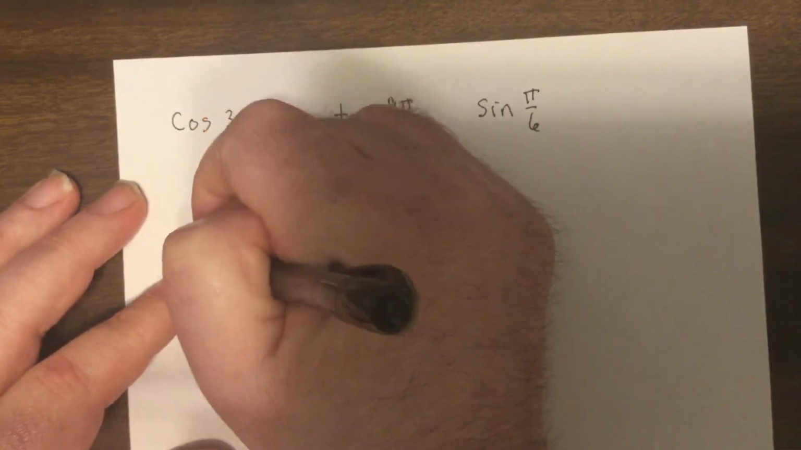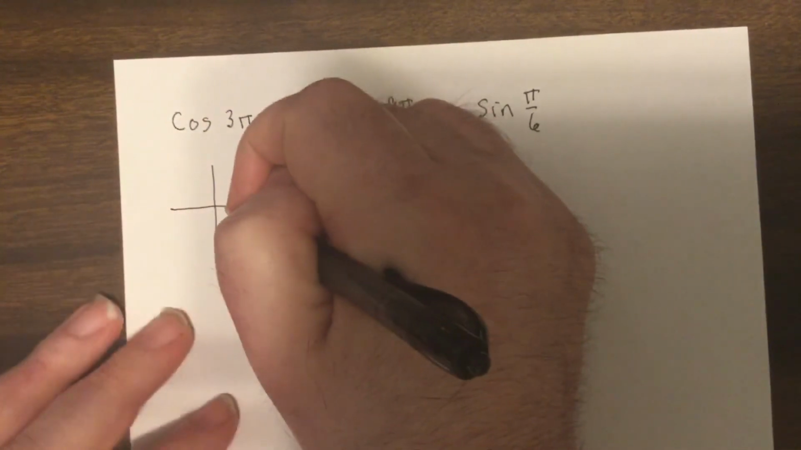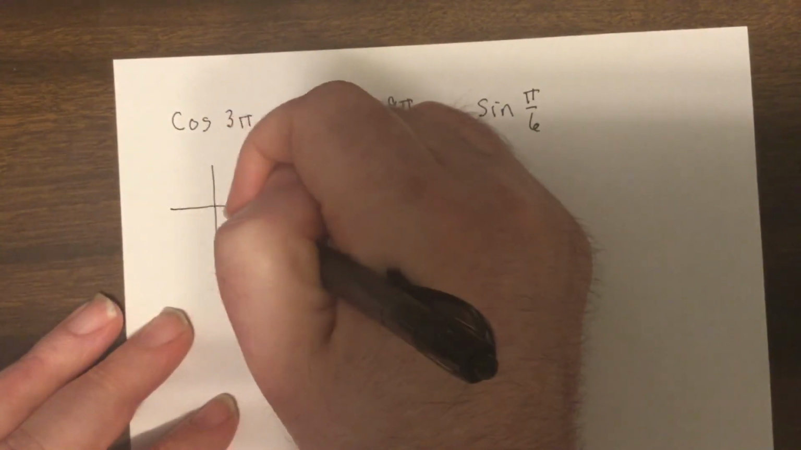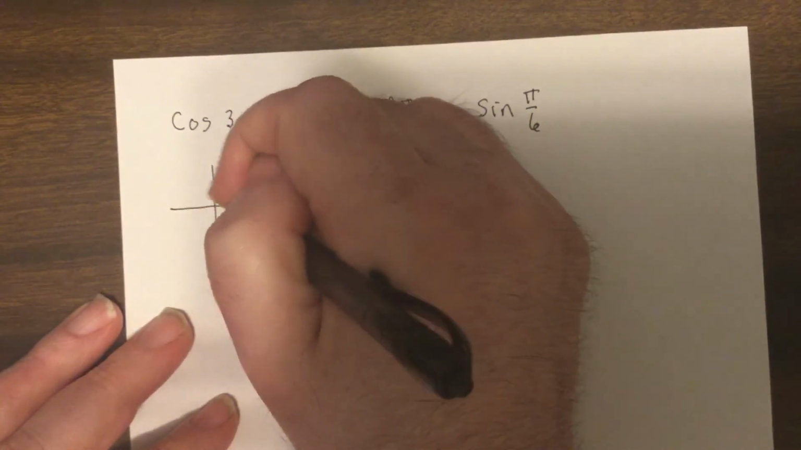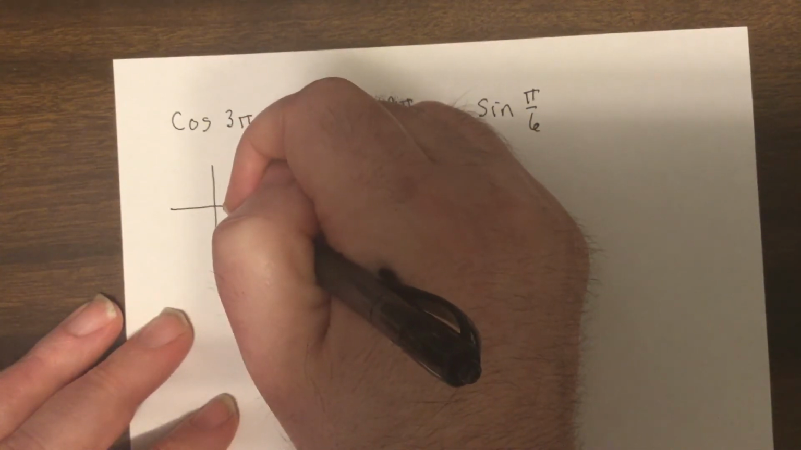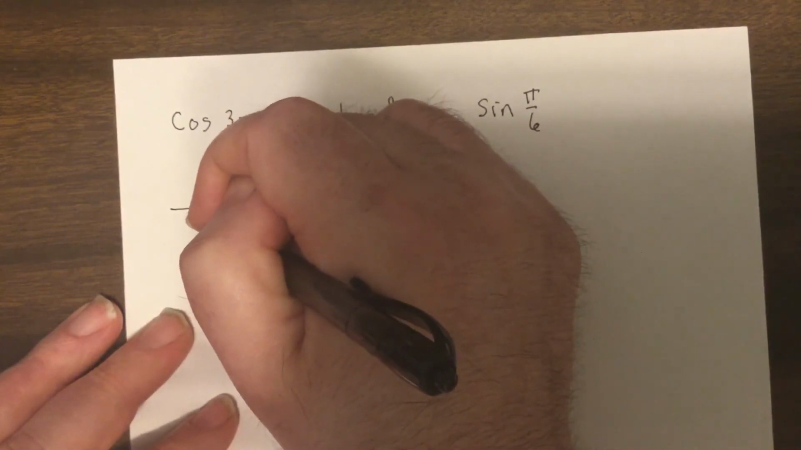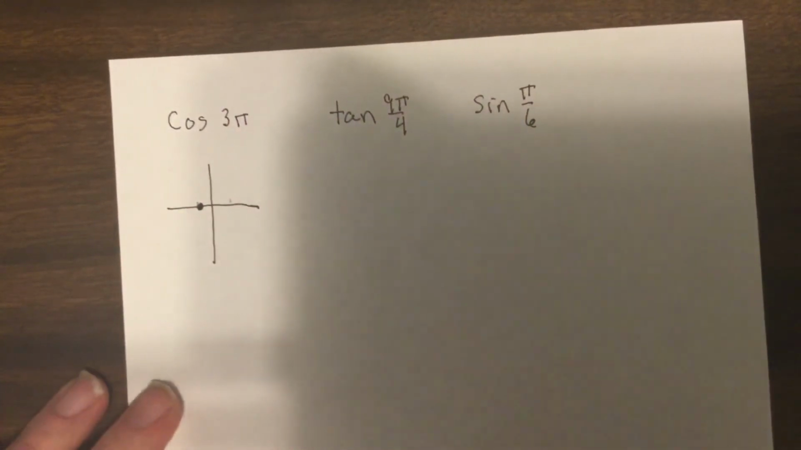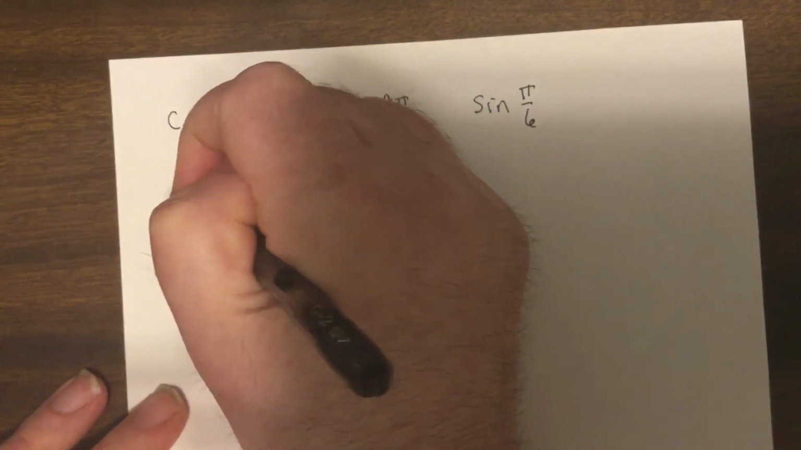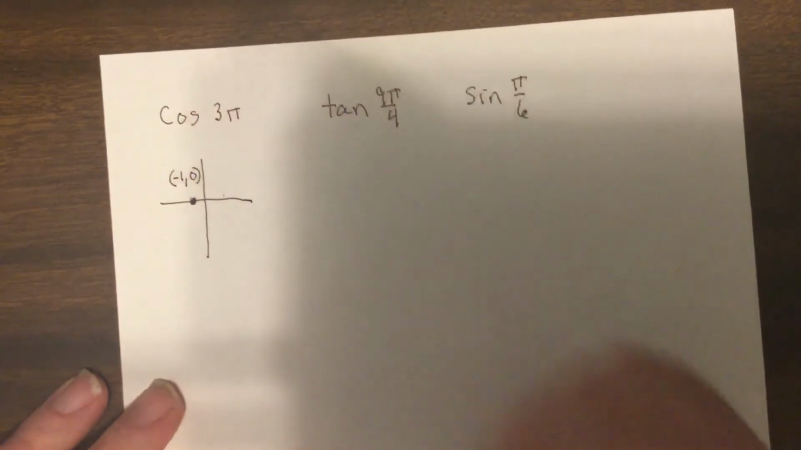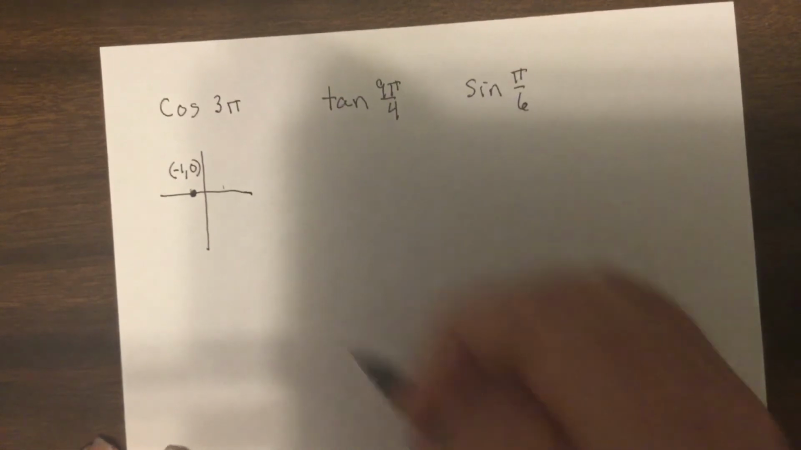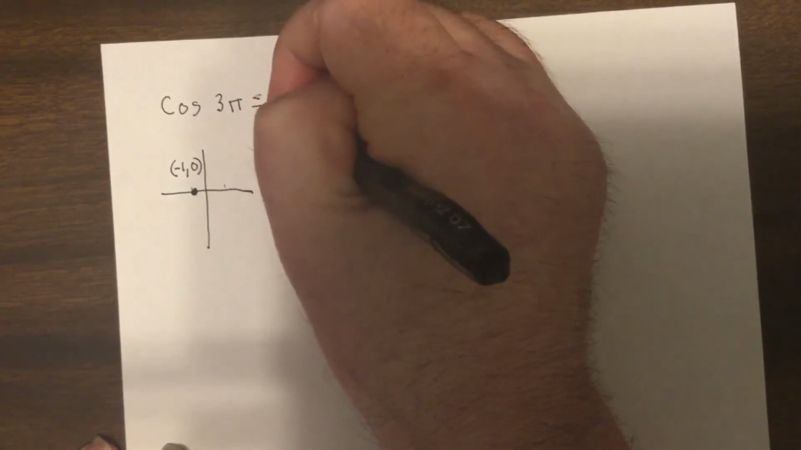Now we know that pi is 180. So 180 gets you to the other side. So 1 pi, 2 pi, 3 pi would be right here. So that would be a quadrantal angle, negative 1, 0. Cosine's x over r, so it'd be negative 1.